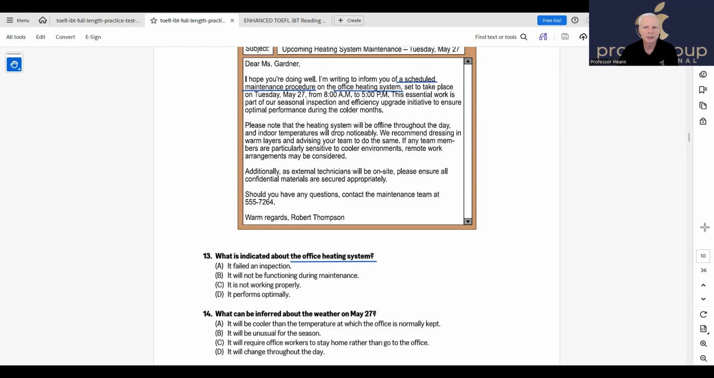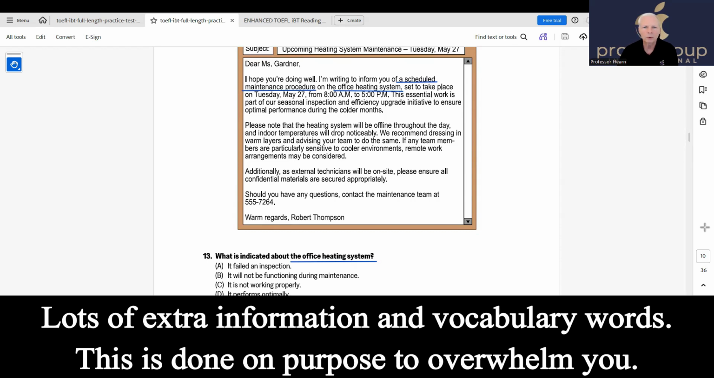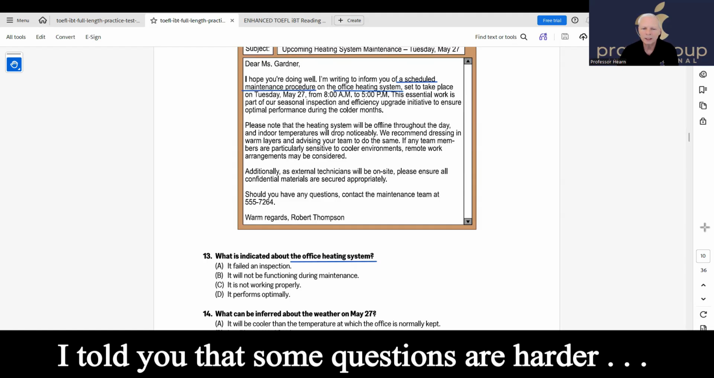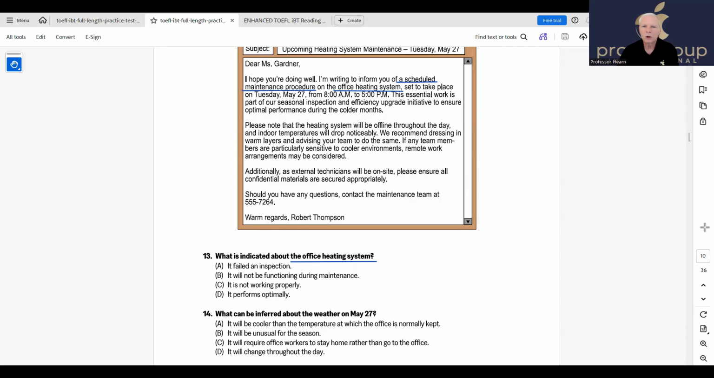The related sentence says, this essential work is part of our seasonal inspection and efficiency upgrade initiative to ensure optimal performance during the colder months. Now, looking at this pair of sentences and going to your choices, is there anything we can eliminate based on the information we've seen so far? Now, for those of us who are very familiar with the TOEFL, you may be able to eliminate choices based on the information we have. However, if you're not familiar with the TOEFL, you may need to read one more related sentence.